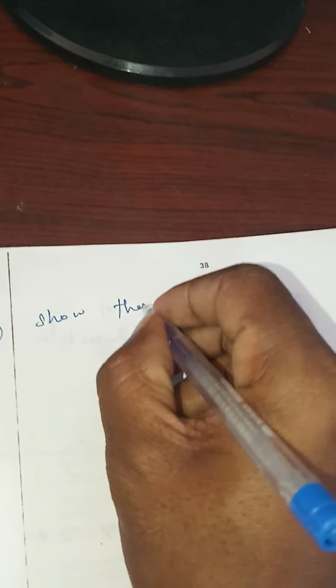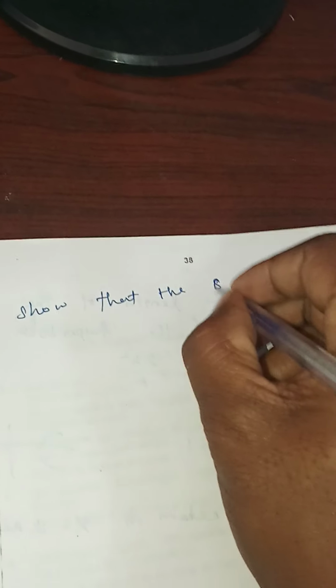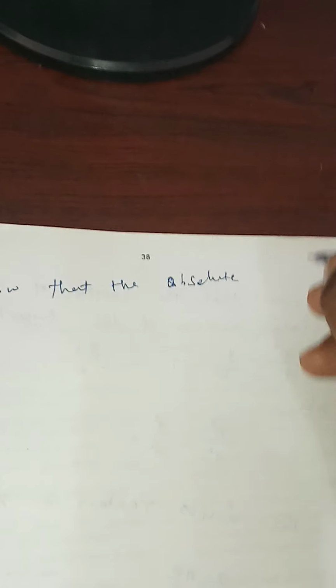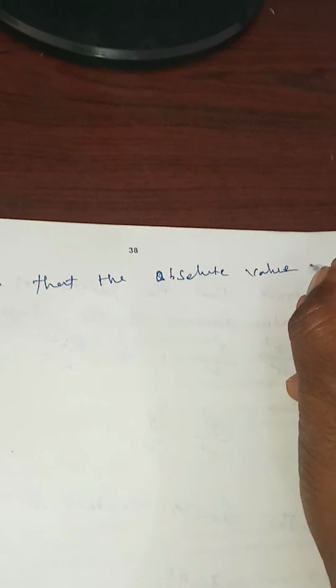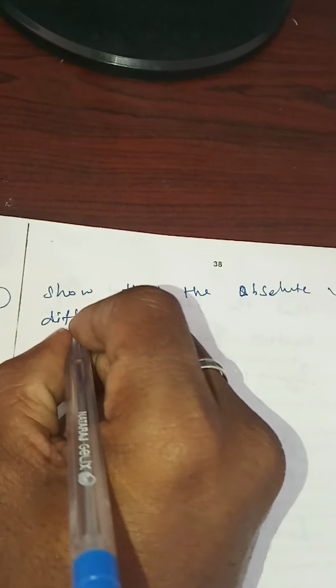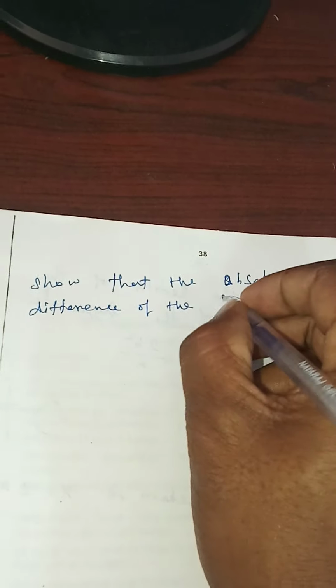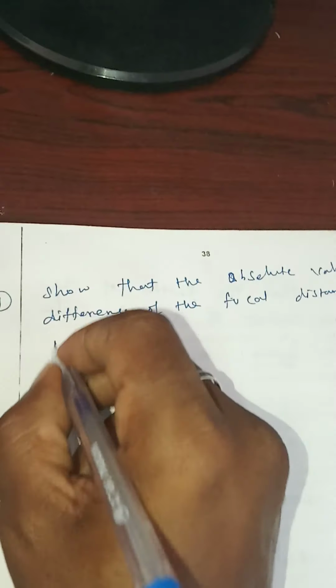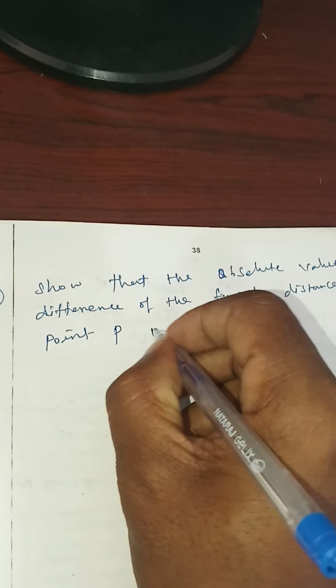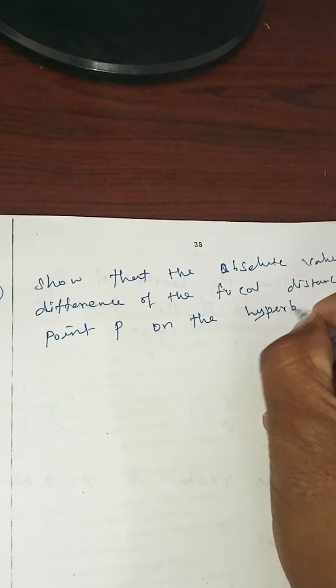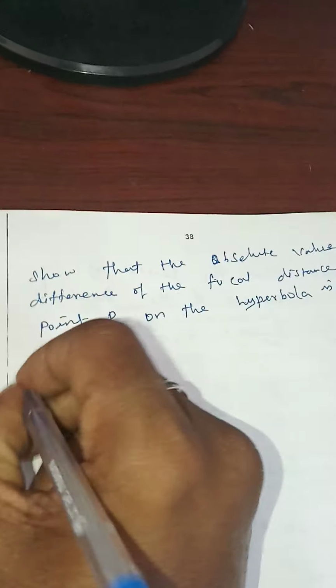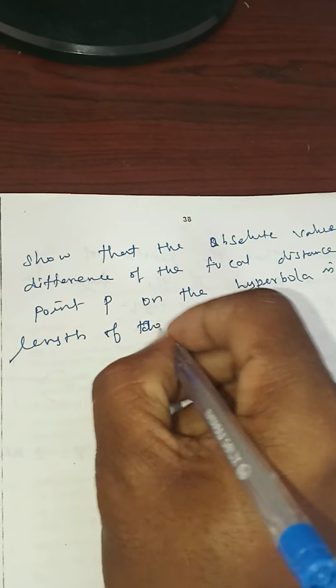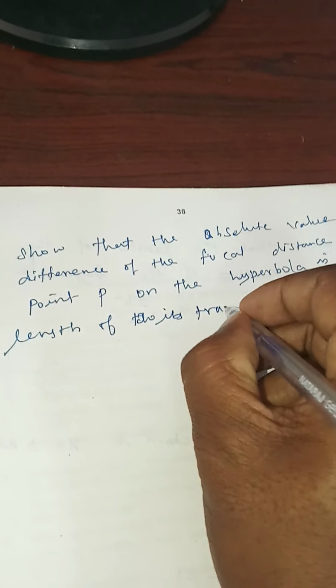The last one, the seventh sum. Prove that the absolute value of the difference of the focal distances of any point P on the hyperbola is the length of its transverse axis.